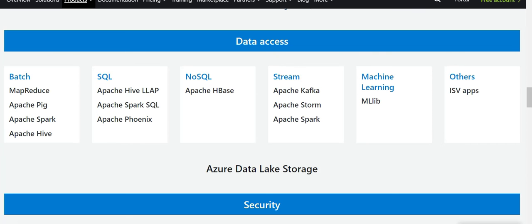Now, if you want to create batch programs like an ETL, you can use these tools. If you want to write fast interactive SQL, you can use these tools. If you want to query unstructured data sets using NoSQL, you can use this. If you want real-time streaming of data, something like a message broker or middleware services, you have Kafka, Storm, and Spark. If you want to apply machine learning, you have MLlib and so on.